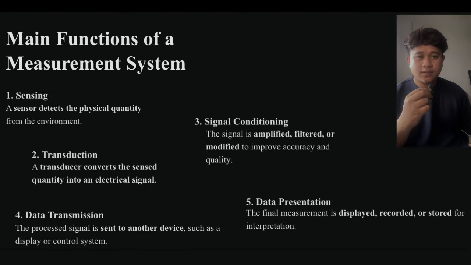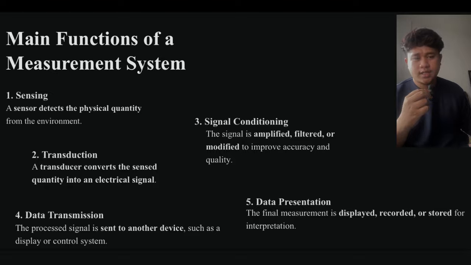Now, let's look at how a measurement system actually works in terms of its main functions. A measurement system in instrumentation performs five main functions. The first one, sensing. The first step is detecting the physical quantity using a sensor. For example, a temperature sensor can detect heat inside a system. Second one, transduction. The sensor's output is usually converted into an electrical signal by a transducer, which makes it easier to process.